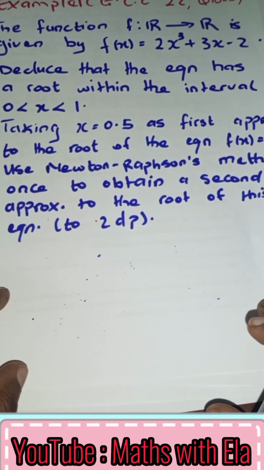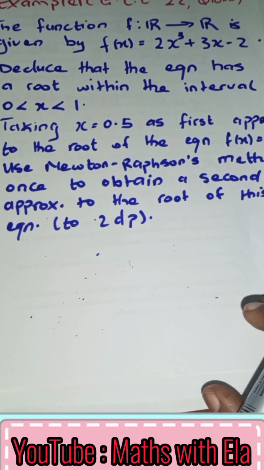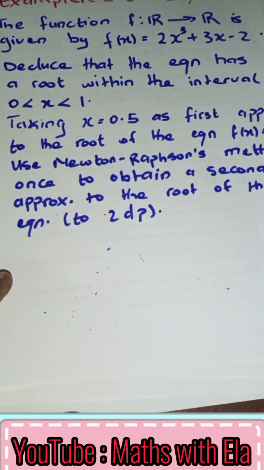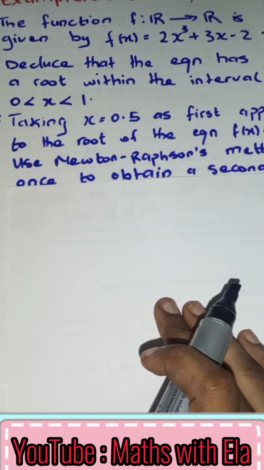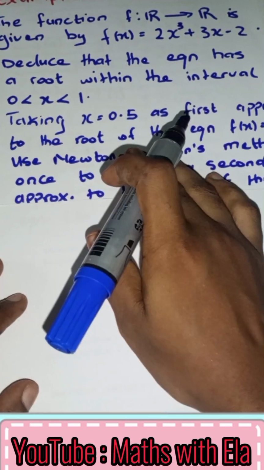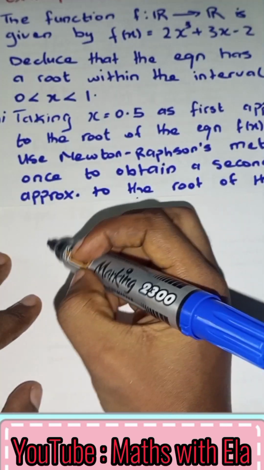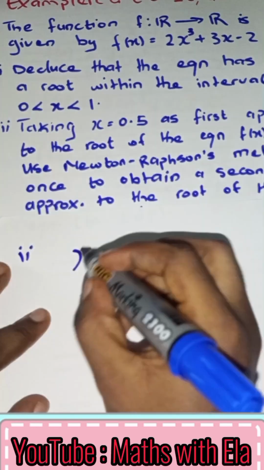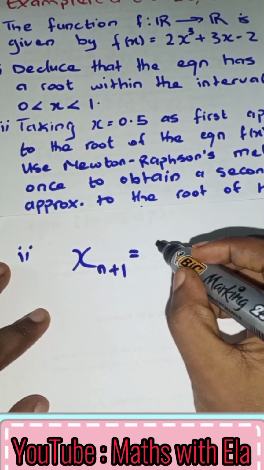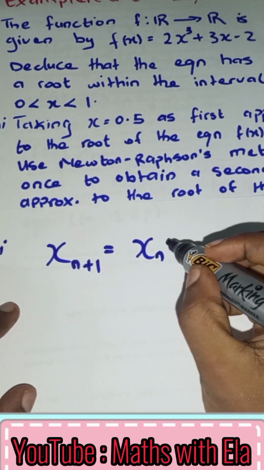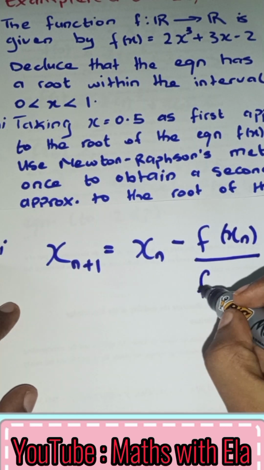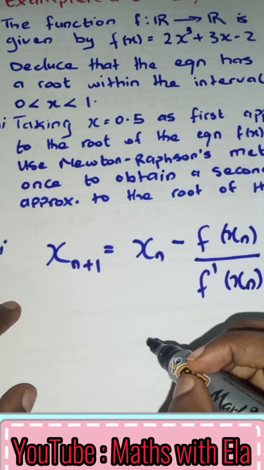Now the next part of the question is we have been given x being 0.5, and we have been asked to use it as the first approximation to the root of our equation f of x. Now we have to use the Newton-Raphson method once to find the second approximation. So first thing is to recall our formula. The Newton-Raphson formula, x n plus 1 is equal to x n minus f at x n divided by f prime at x n.